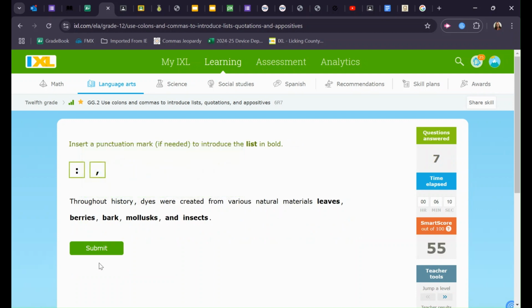Throughout history, dyes were created from various natural materials: leaves, berries, bark, mollusks, and insects. Okay, another list here, and again, your choices with the list are nothing or colon. In this case, I definitely need that pause there. And it is coming at the end of that complete thought, so this is a really good place for a colon, and you can mentally put in the words, and here's what they are, or what they were.